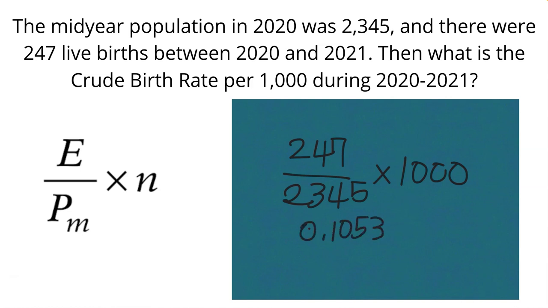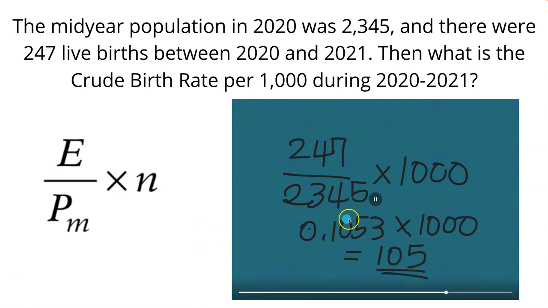0.105 something. So let's just move on. Multiplied by 1,000, that will be around 105. So that will be the crude rate of live birth, or crude birth rate per 1,000. It means that there were 105 live births out of 1,000 population in the country.